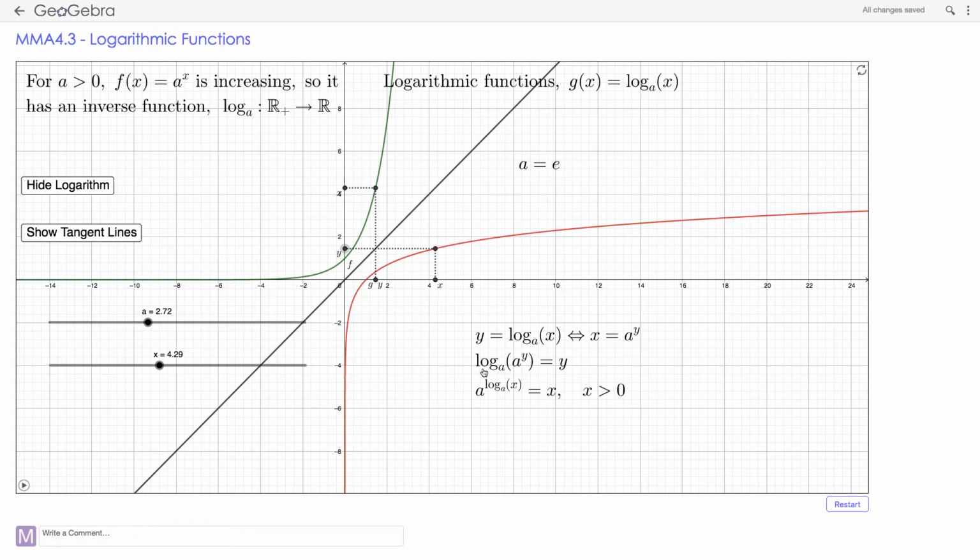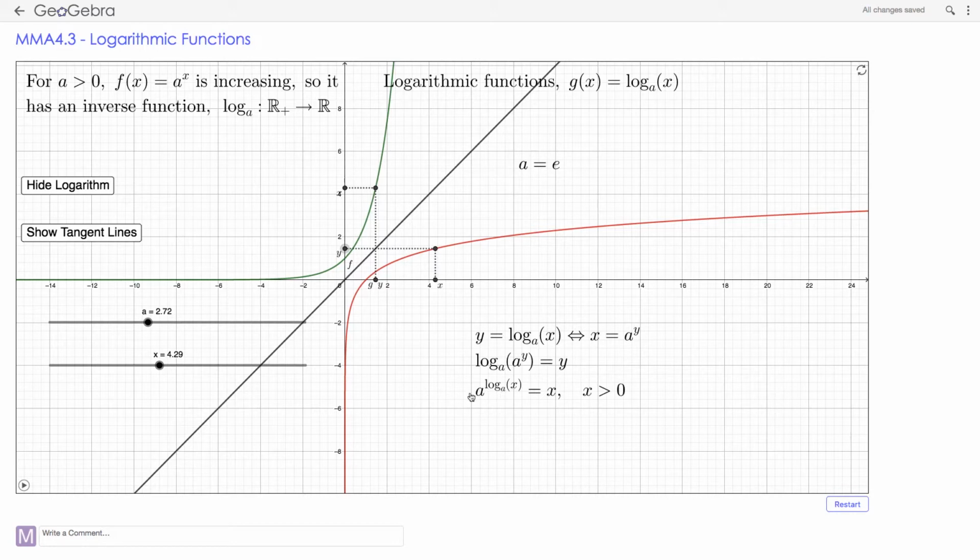So what does that tell us? Well, if we take this identity we have here and plug in on this side, then we have that y equals log a of a to the power y. In other words, log a of a to the power y is always equal to y. This means that the logarithmic function is the inverse of the power function, and it also holds the other way around, at least as long as x is positive. x should be positive because otherwise the logarithmic function is not defined.